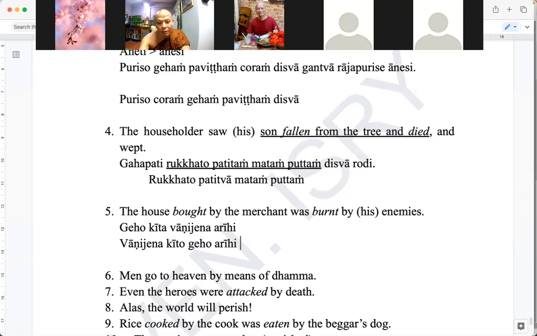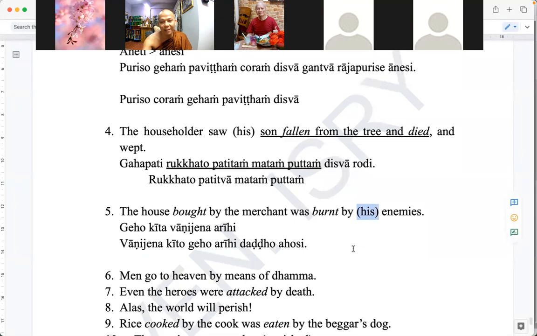Arīhi, and then what? That door. Yes, that door. So, and ahosi at the end. I'm not yet sure it's correct because it says it was burnt. Yes. So vāṇijena kītaṃ geham arīhi daḍḍhaṃ ahosi. Great.